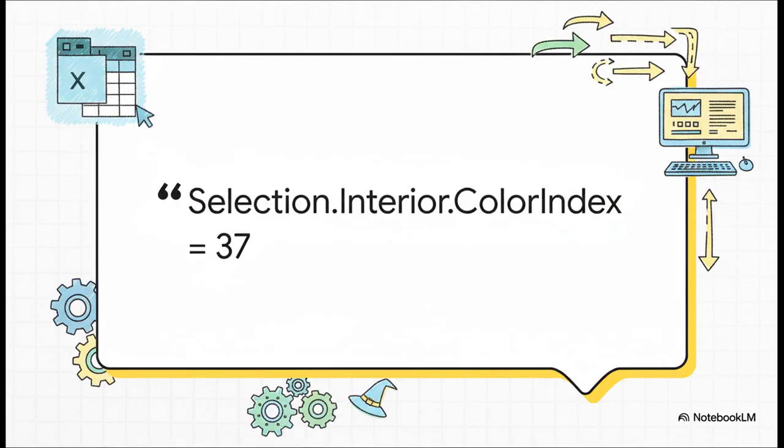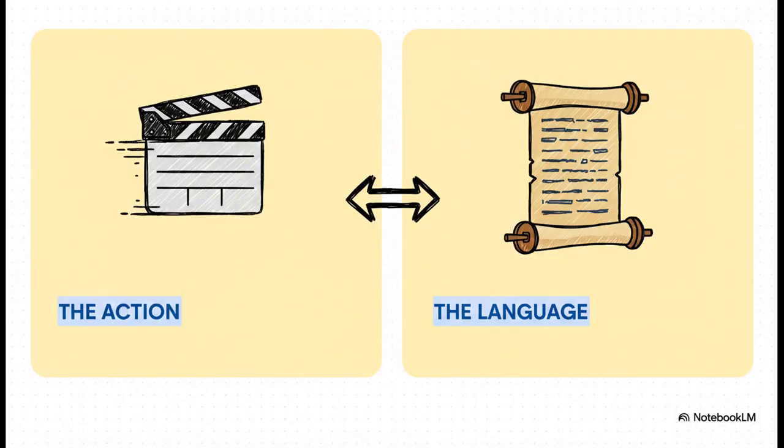So check this out. This line of code might look a little scary, but it's super simple. All it's saying is, make the inside of the selected cell color number 37, which is just a shade of blue. This is what Excel wrote automatically when all you did was pick a color from the paint bucket. See? You just wrote code without even knowing it. So let's break that down, because this is the key takeaway. The macro is the action. It's the thing you recorded. VBA is the language that describes that action to Excel. The macro is the what, and VBA is the how.